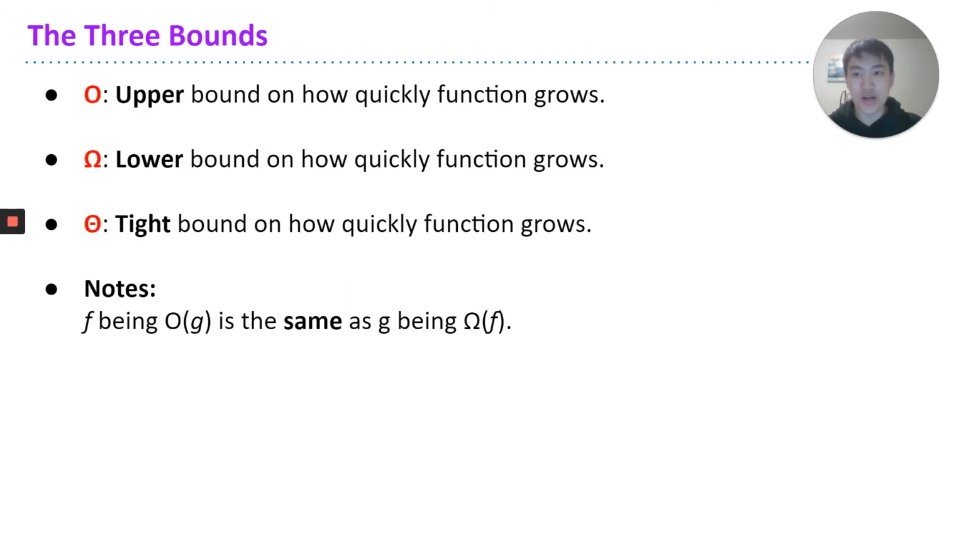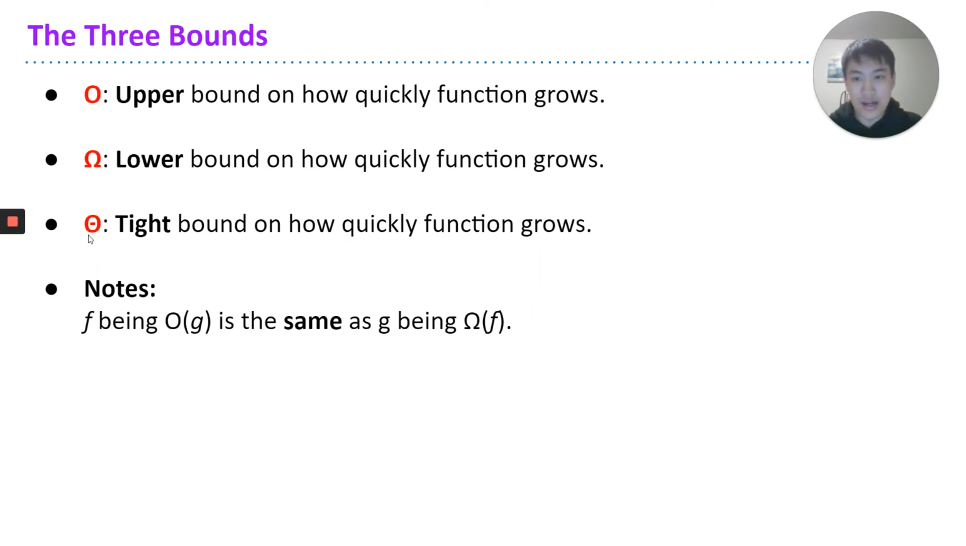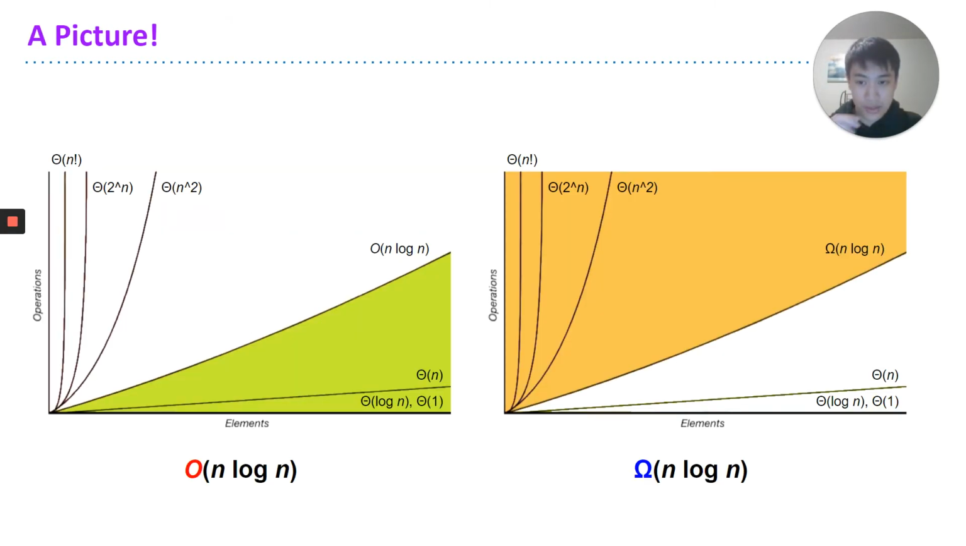All right, so up next is a lot of math and talking about the three bounds that we discussed in lecture, which is essentially the big O bound, this one right here, and this one is big omega, and this one is called big theta. All right, so essentially what big O means is that it is an upper bound to how quickly a function grows, and big omega is a lower bound and big theta is a top bound. It's easier to visualize it this way.